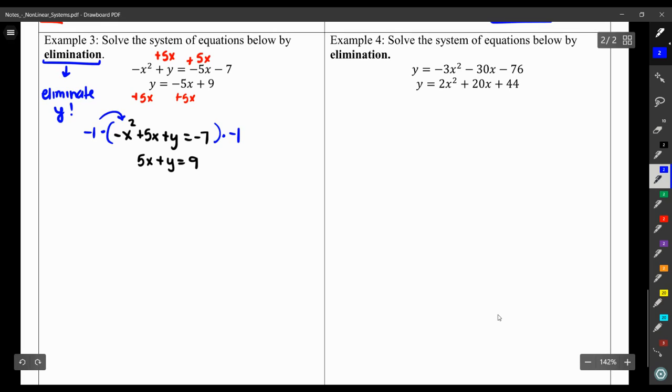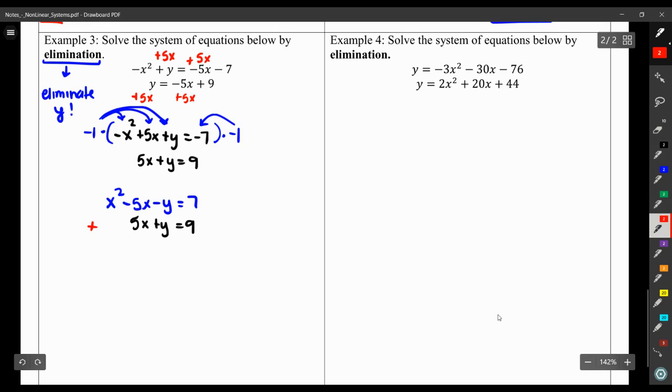I just chose the top equation to hopefully get rid of some of these extra negatives lying around. So negative 1 times negative x squared makes a positive x squared. Negative 1 times 5x makes negative 5x. Negative 1 times y makes negative y. And then negative 1 times negative 7 is a positive 7. On the bottom equation, we did not change it, so I'm going to rewrite it. 5x plus y equals 9.